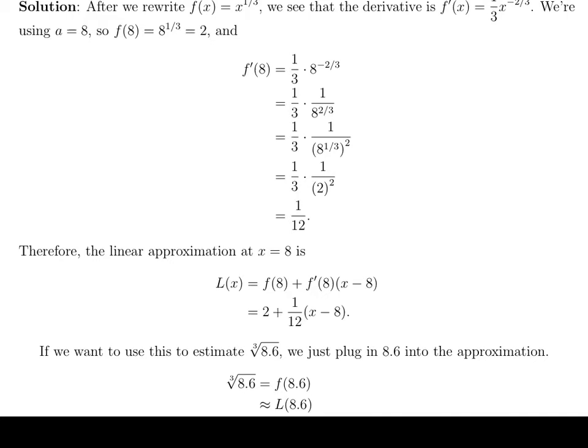Whatever the value of f is, we don't know what that is, but we can say that it's approximately equal to L of 8.6. That's our linear approximation. And we have a formula for L, which is very nice. You see, the original function wasn't very nice.